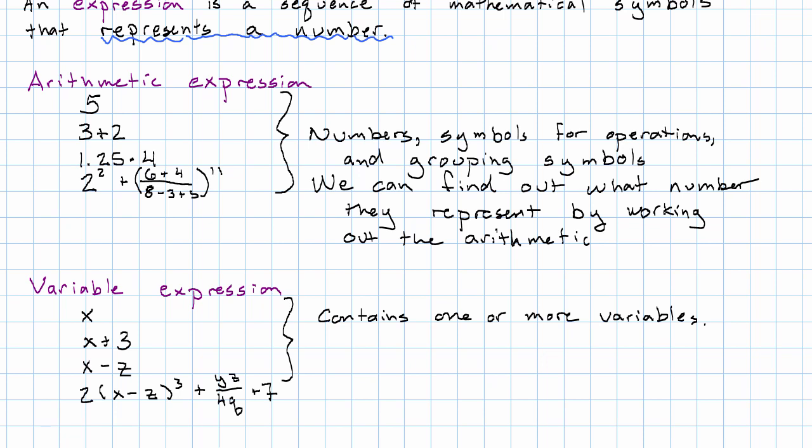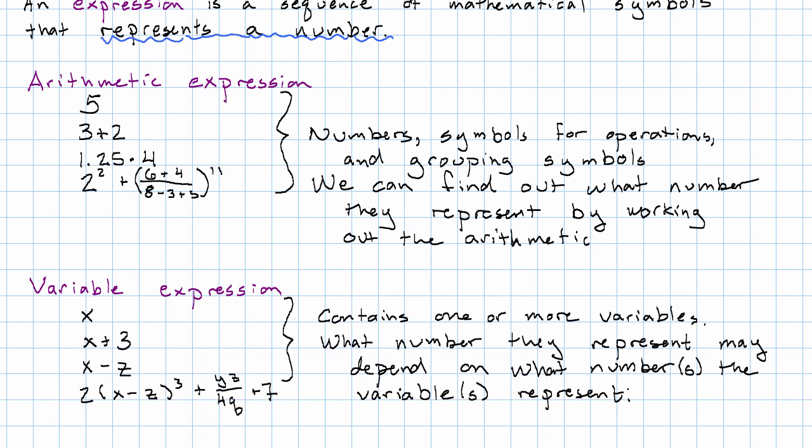And since these expressions contain one or more variables, what number this expression represents will depend on what number or numbers the variables represent. So, an arithmetic expression always represents the same number. We can find out what it is by working out the arithmetic. A variable expression represents different numbers depending on what the variables represent.